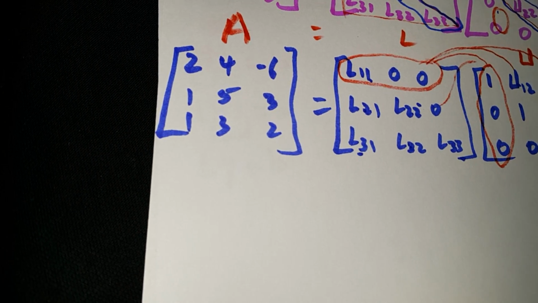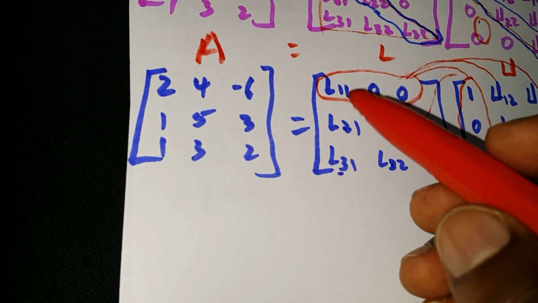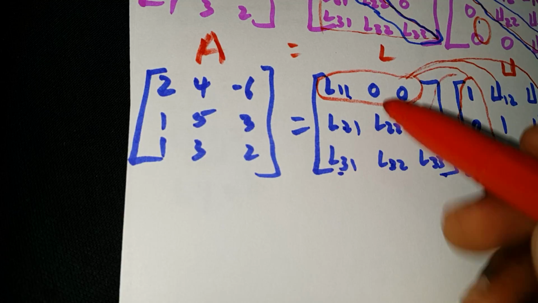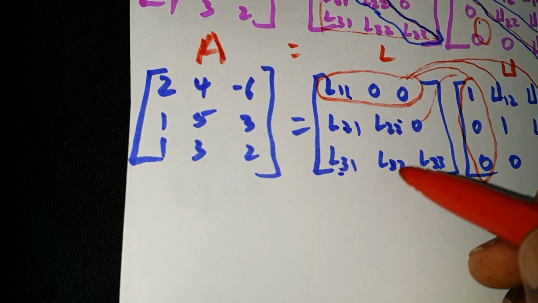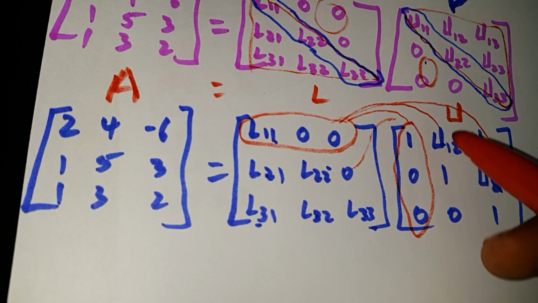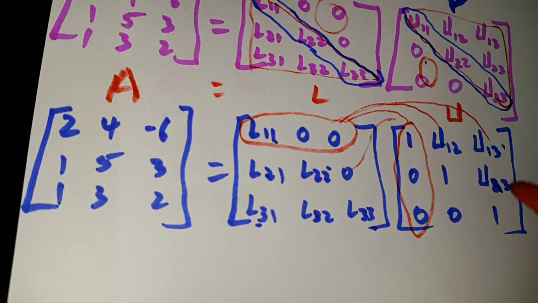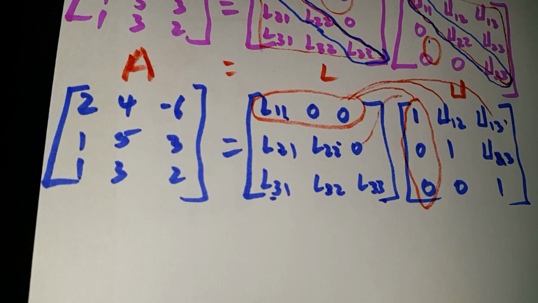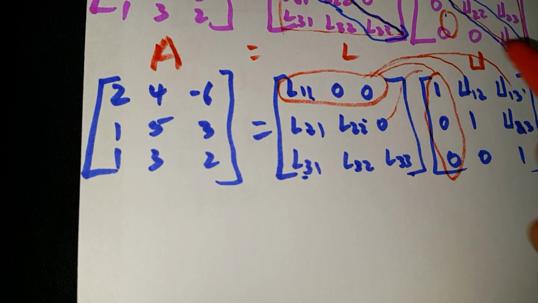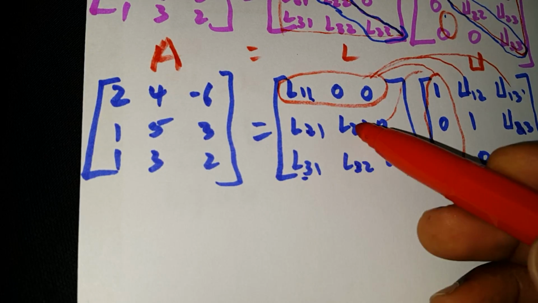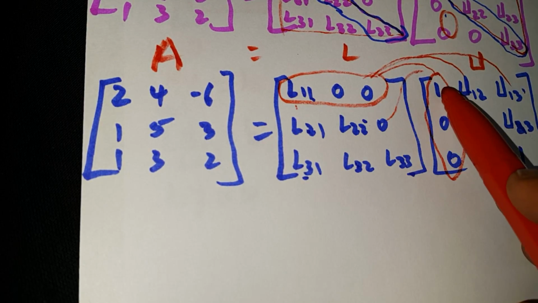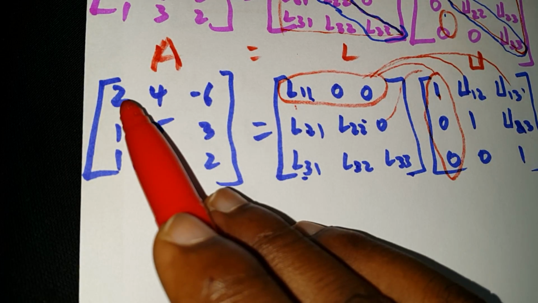So let's multiply. From here we will try to find what L11, L21, L22 are. This L, we try to find it, and similarly U12, U13 and U23. We will find them. That is our main aim. Our main aim is to find these values so that when you multiply this and this, it will give you this.